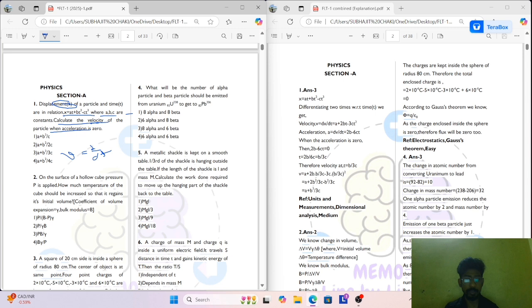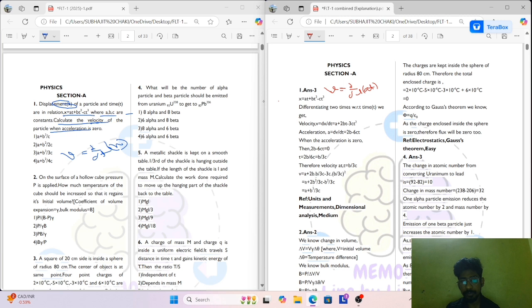So v will be equal to dx by dt, right? So dx by dt means d by dt of a, divided in three parts: d by dt of a, d by dt of bt square, d by dt of ct cube. The derivative of a constant is 0, so only a remains here. The derivative of t square is 2t, and b is a constant. Same for this, sorry, the plus sign is there. For ct cube, that means 3t square c. This will be your velocity.